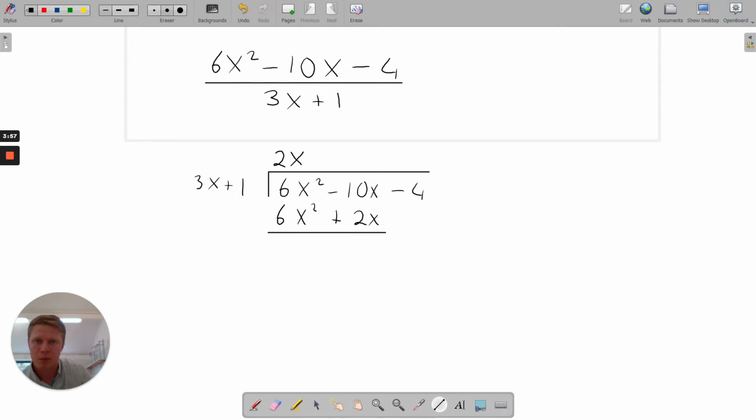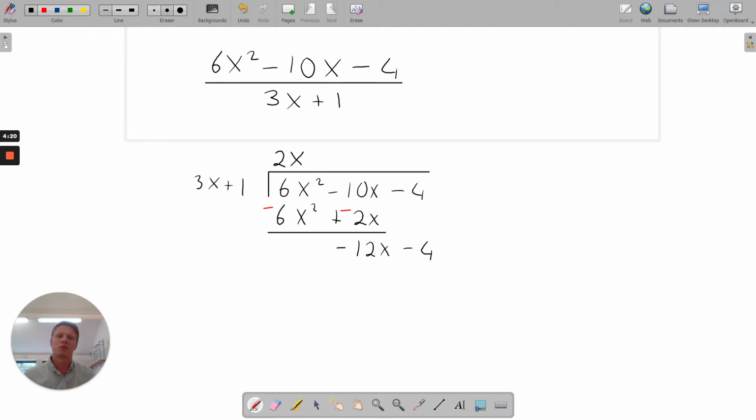Then we're going to put our line in underneath, and we're going to change our signs again. So we're going to change this to negative, we're going to change this one to negative, so it's going to be negative 2x. So for this one then we're going to have 6x squared minus 6x squared, these should cancel out, and then you're going to have minus 10x minus 2x, and that'll give you minus 12x. Then we're going to have a minus 4, so we're going to bring this one down.